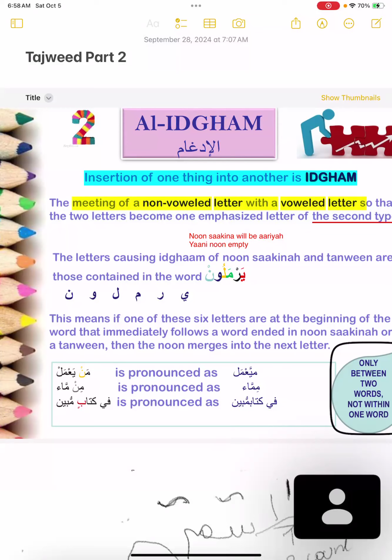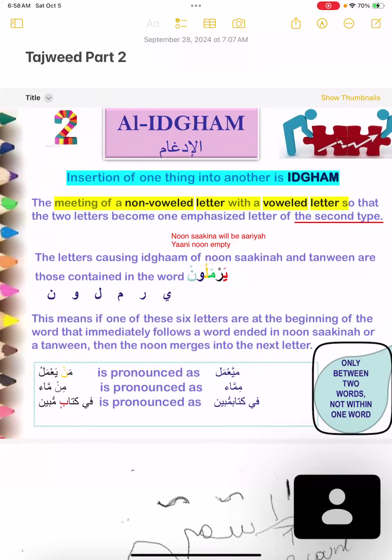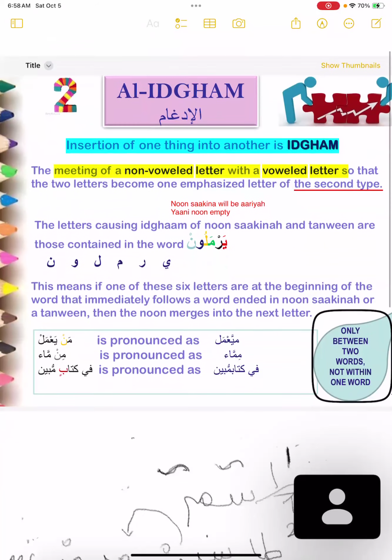The meeting of a non-vowel letter with a vowel letter, so that the two letters become one emphasized letter of the second type. When they say the non-vowel letter, they mean the letter with a sukun. With the vowel letter, that is with the letter from Yarmalun, any one of the letters from Yarmalun that has a haraka on it. Okay, but this is a little confusing, but I will explain it and make it easier.